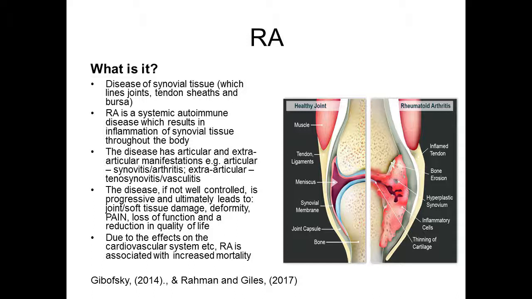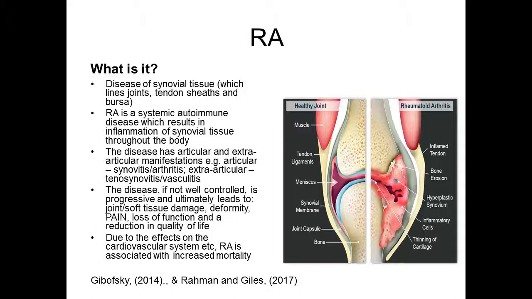And due to the effects on the cardiovascular system, RA is associated with increased mortality. So it isn't just about the impacts that it has on the musculoskeletal system. We have to think wider than that in terms of rheumatoid arthritis, as it can result in a reduction in lifespan if it is not managed well.